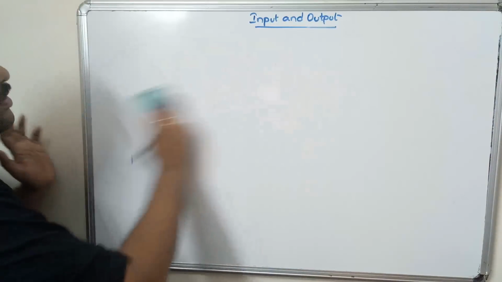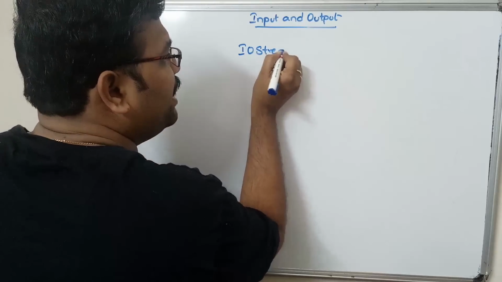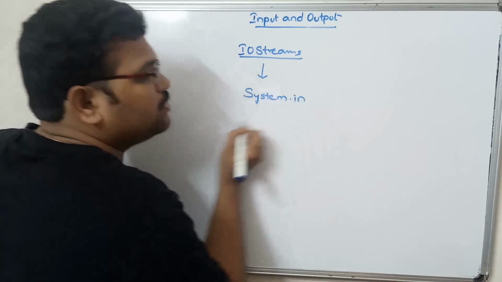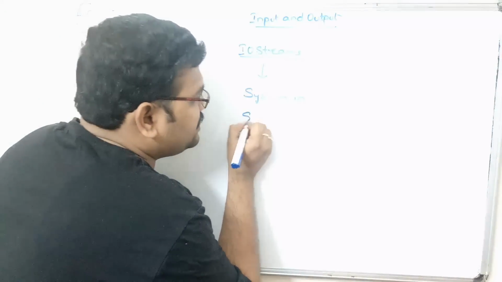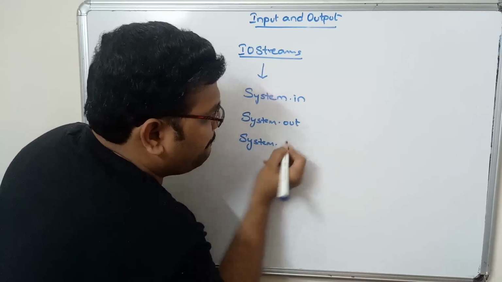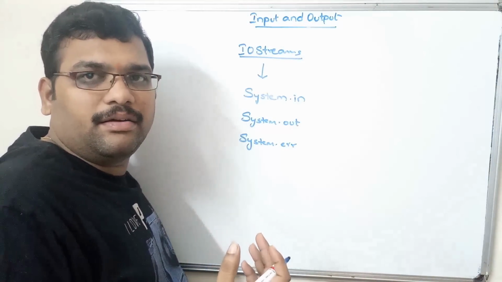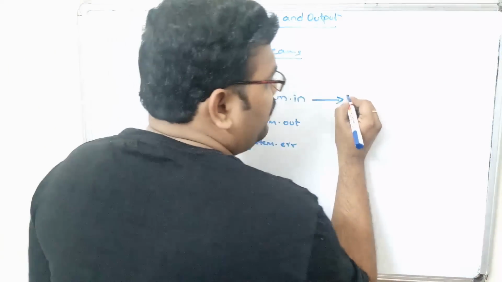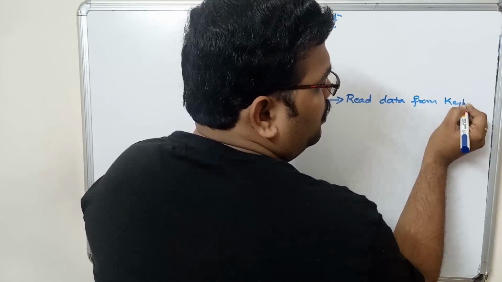See, here there are three main IO streams. First one is System.in. Remember here S is a capital. Then System.out, and System.err. There are three IO streams. A stream is nothing but bytes of data, right? So System.in is used to read the data from the keyboard.